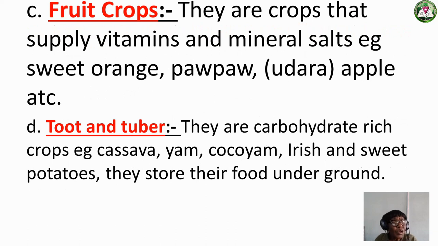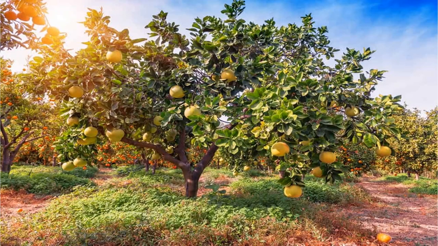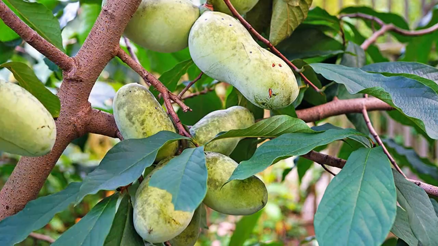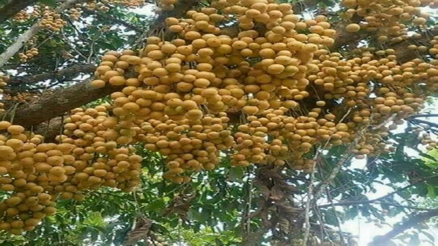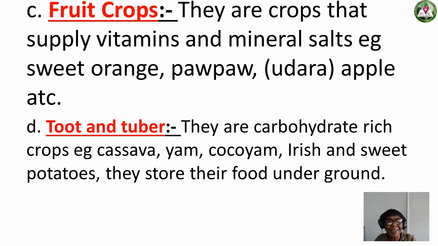Then we have another group we call the fruit crops. These are crops that supply vitamins and mineral salts to the body. Examples: the sweet orange, the pawpaw, the apple, what we normally call odara. You know odara? Yes. It's a fruit crop. So they are under this group, and so on and so forth. Fruit crops.